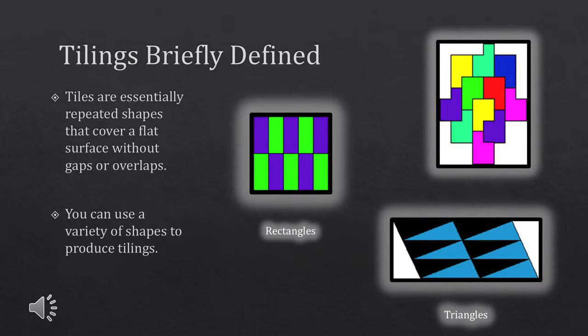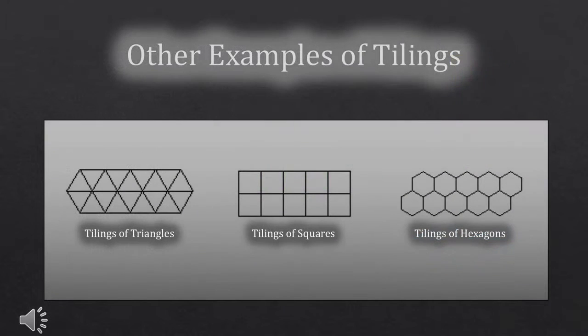Let's go briefly over the definition of tilings before we get more in depth. Tiles are essentially repeated shapes that cover a flat surface without gaps or overlaps. You can use a variety of shapes to produce these tilings, such as rectangles and triangles as shown on the screen. Other examples of tilings include triangles, squares, and even hexagons. As a matter of fact, there are even more kinds of shapes that can be used for tiling, as you will see soon enough.